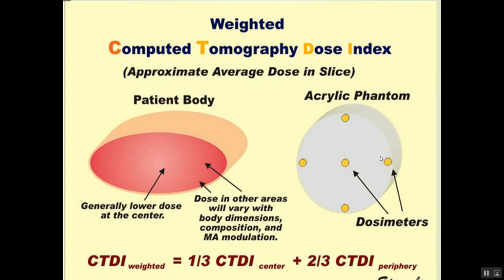So if I want to calculate the CT dose index, CTDI, which represents the dose per one slice, it is the average of the dose through the phantom: one third CTDI center and two thirds CTDI periphery. We will get the dose in the center region and the peripheral region, so you will get the average value of these doses. You will get CTDI weighted.